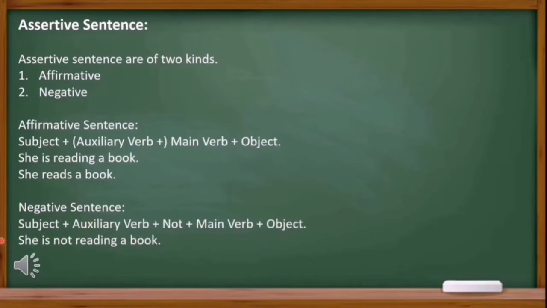Here it is. Subject plus auxiliary verb plus not plus main verb plus object. For example, she is not reading a book. She is the subject, is is the auxiliary verb, not as the structure given. Reading is the main verb and a book is an object. So this is how it forms.